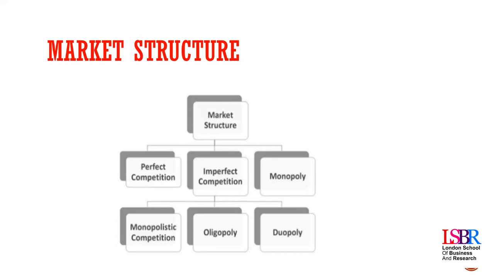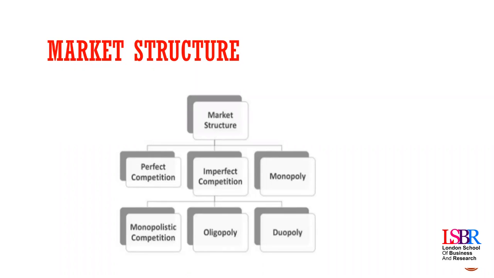they aren't the only four. So there's actually six altogether. There's perfect and imperfect competition. There's monopoly and monopolistic competition. There's oligopoly, and then there's what's called a duopoly. Now, these are all important, but under the imperfect competition, you'll see here we have what's called monopolistic competition, we have oligopoly, and we have duopoly.